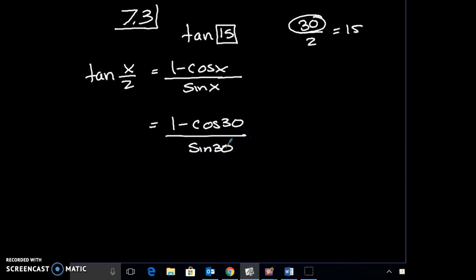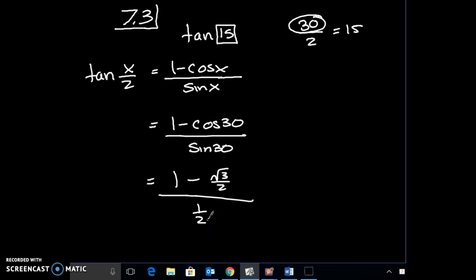Alright, so now you need to look at your unit circle and figure out what the cosine of 30 is and what the sine of 30 is. So if you look on your unit circle, the cosine of 30 is radical 3 over 2, and the sine of 30 is 1/2.